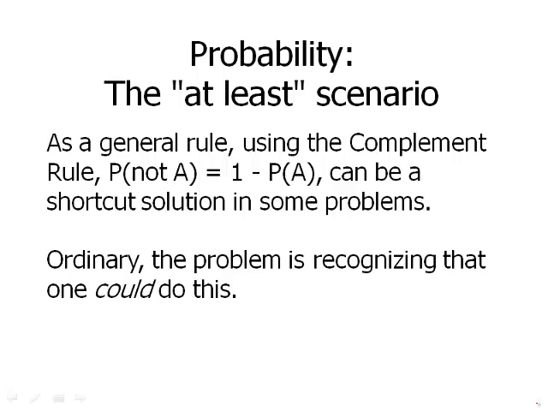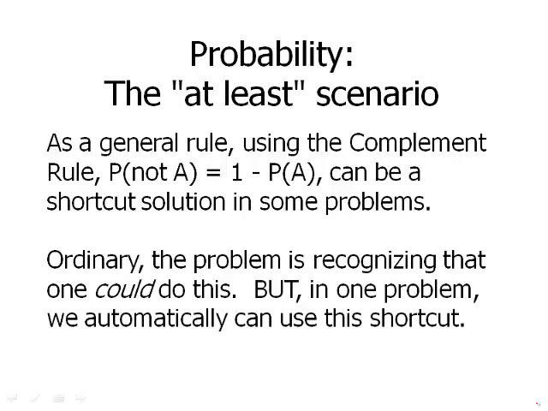And I'll say right now, ordinarily, the hard thing about using it as a shortcut is recognizing that one could do this. We read the problem and then we have to have the insight, oh, wait a second, maybe it would be easier, instead of calculating directly what they're asking, to calculate the probability that it doesn't happen and then subtract that from 1. So once you recognize that, then the complement rule will save you time, but you have to have that recognition.